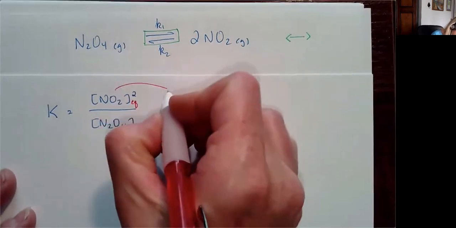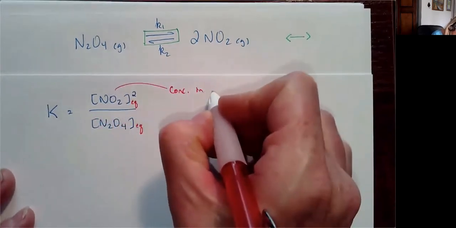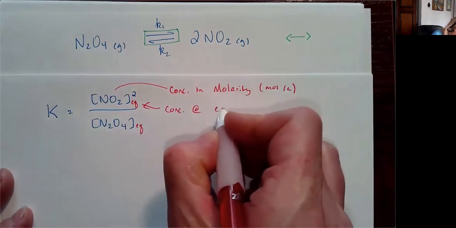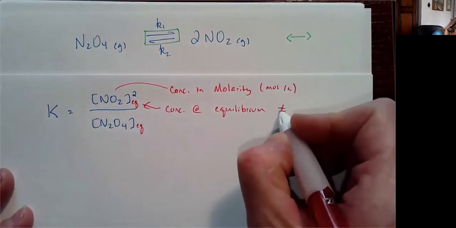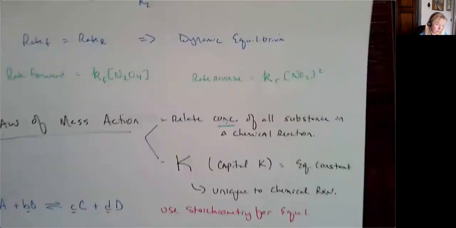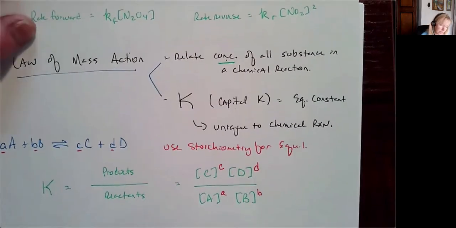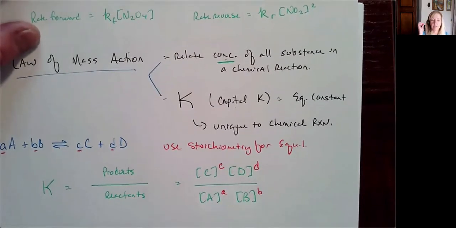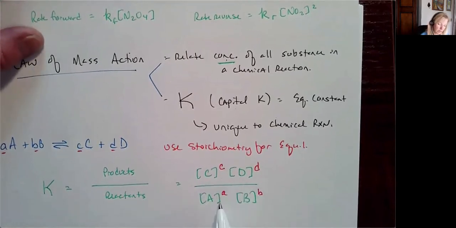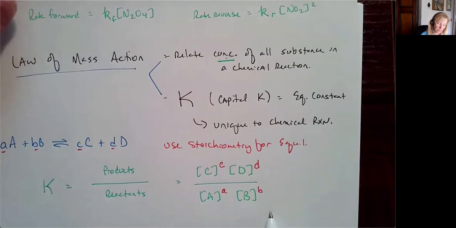So this would be my concentration in units of molarity, and then this would be the concentration at equilibrium, which does not equal my initial concentration. Okay, so some of it has reacted. So anytime I put a concentration value into this equation here, it's always going to be your concentrations at equilibrium, not your initial concentrations, because my initial concentrations of the products would be 0 and the reactant would be whatever I started with, and I would be dividing into 0. And so this law of mass action would not make sense.